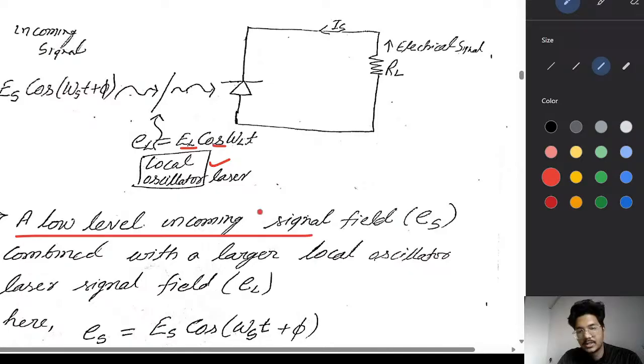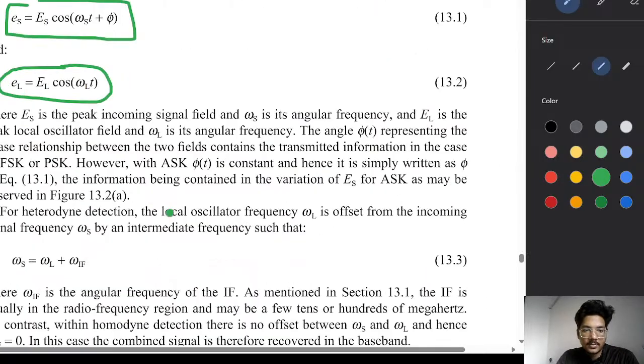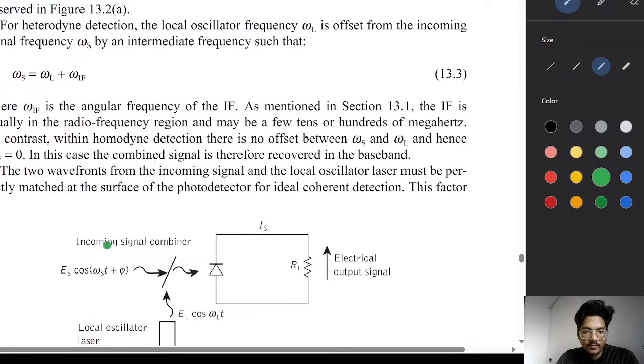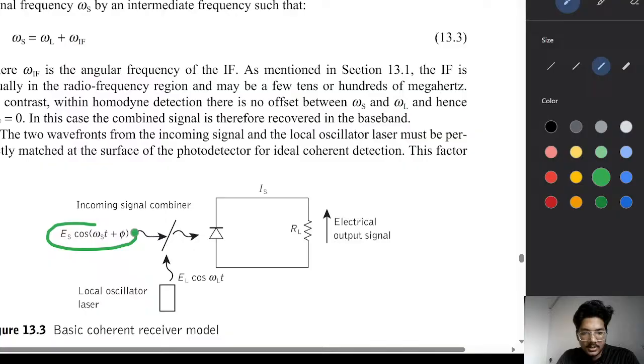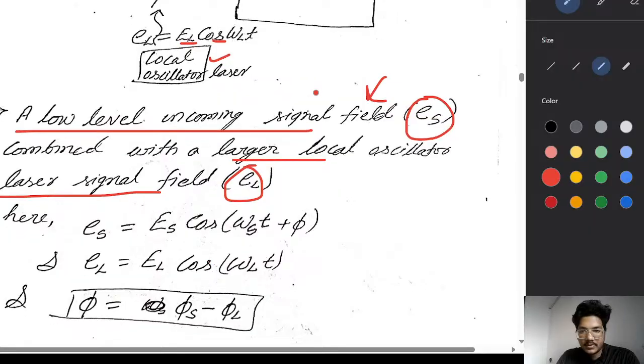The low level incoming signal field is combined with the larger local oscillator laser field. So what happens when they mix? The incoming signal combines with the laser oscillator. The low level energy coming from the signal is combined with the larger local oscillator laser field.